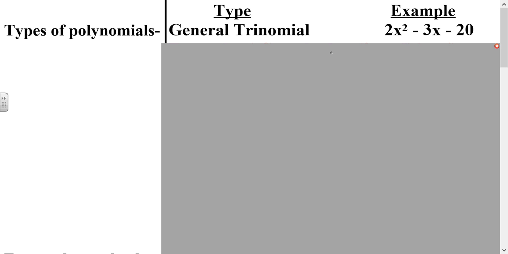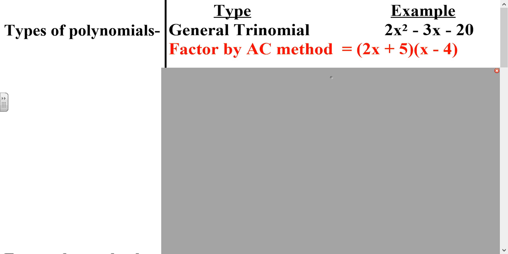One type is a general trinomial. This one has a coefficient that is not 1, so whenever there's a number in front of the x squared besides a 1, the only way to factor is to use the AC method. And when we factor it, we get the answers of 2x plus 5 and x minus 4 as the factors.